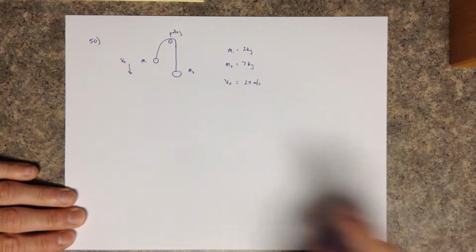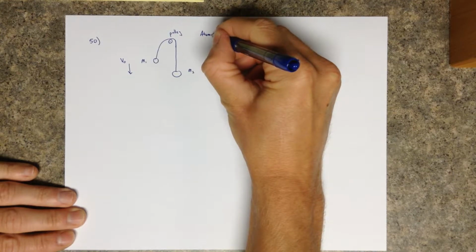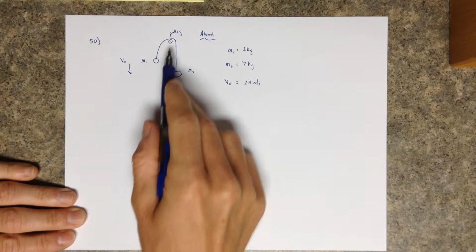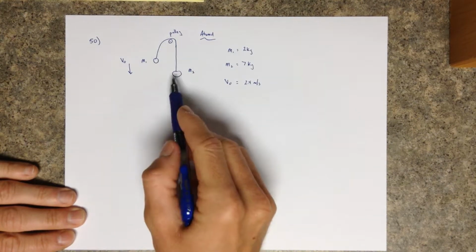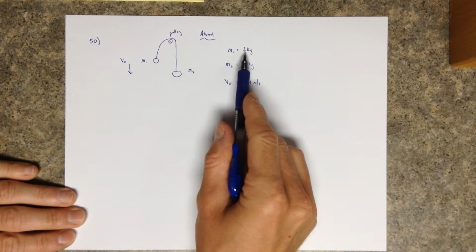Alright, this is number 50, and this is an Atwood machine. An Atwood machine is really just two masses hooked over a pulley. This is where M2 is going to be bigger, 7 kilograms, and M1 is smaller at 2 kilograms.